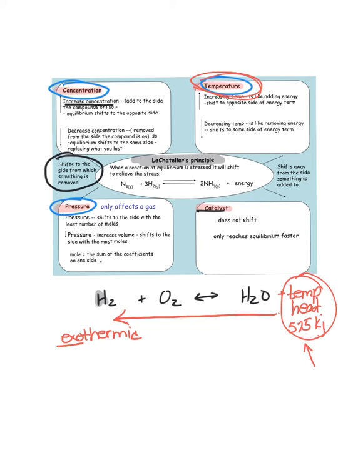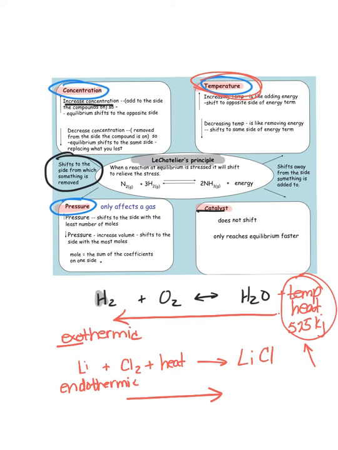If, however, you had a reaction that was endothermic, let's say I have lithium and chlorine and heat, and it made lithium chloride, it's endothermic now, because I'm putting heat in. If I put heat in, heat is going to force the reaction to go to the right because heat is on the left, so the reaction shifts to the side opposite what you are adding. Shift to the opposite side of the energy term. Okay? Let's get another page here.